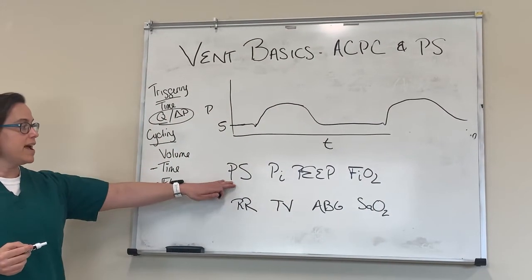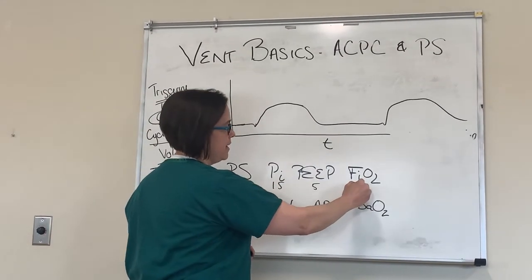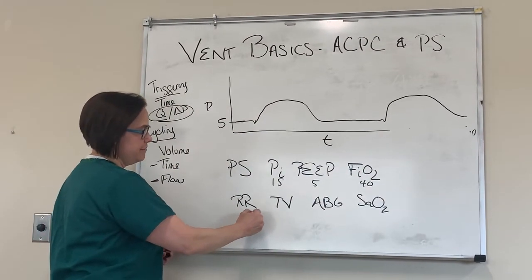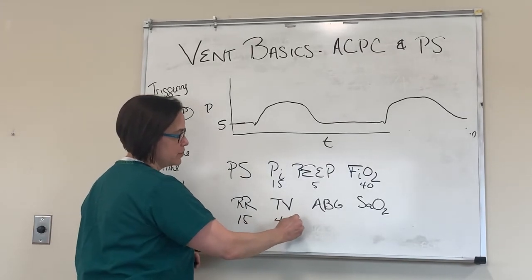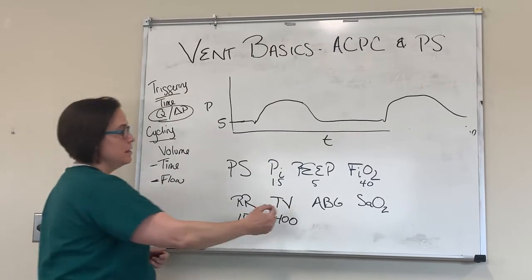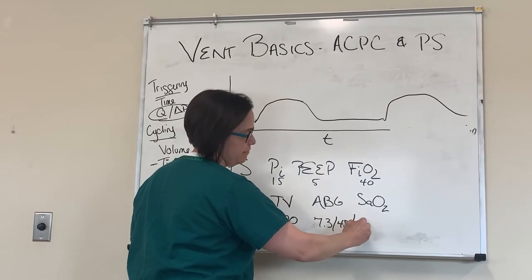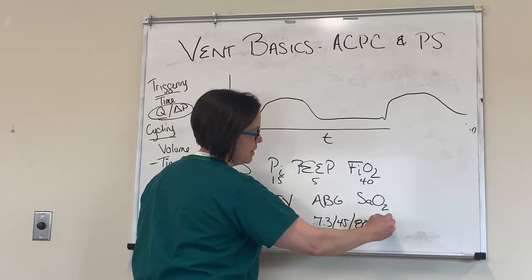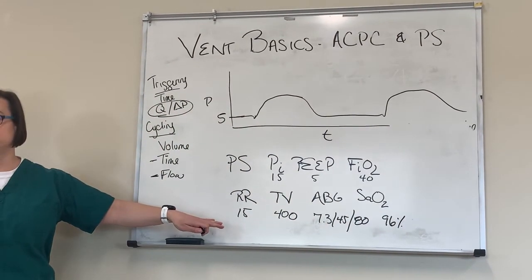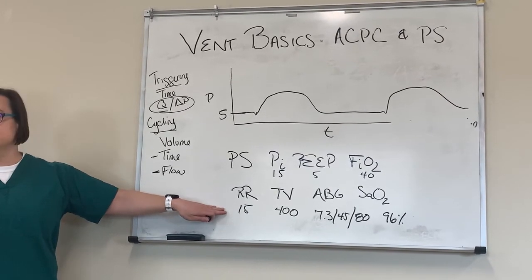Okay, so if I have my patient on pressure support at an inspiratory pressure of 15 and a PEEP of 5 and an FiO2 of 40%, and on that they have a respiratory rate of 15, tidal volumes around 400, altering a little bit but not dramatically, maybe between 350 and 450. My ABG is 7.3, 45, 80, and my SAT is 96%. This patient's doing A-okay. Okay. We want to make sure they're comfortable on it. We'll talk a little bit about that in another talk, but this is exactly right.